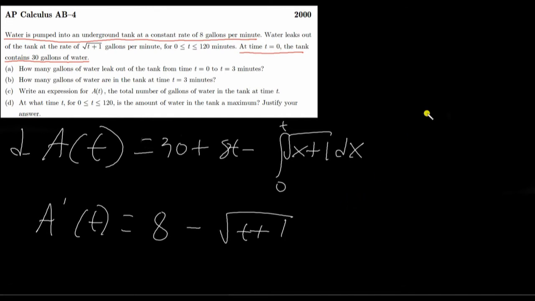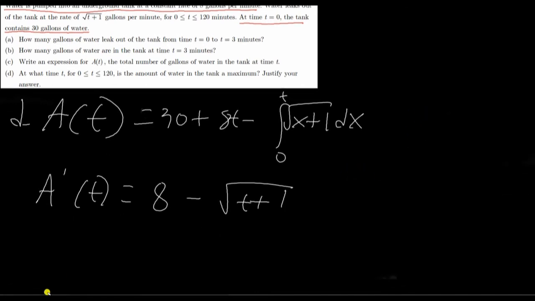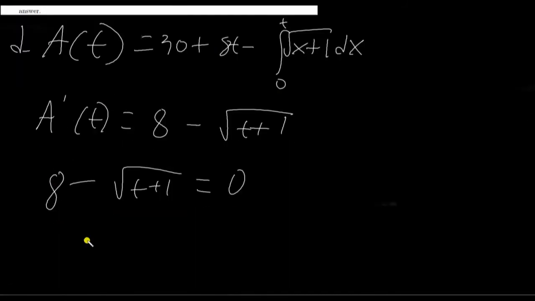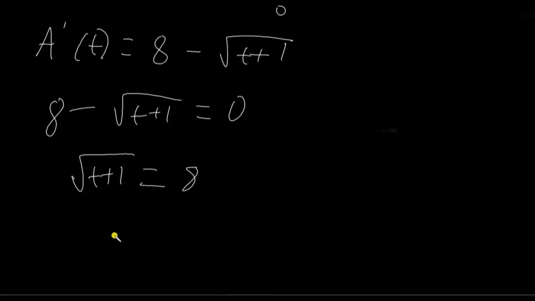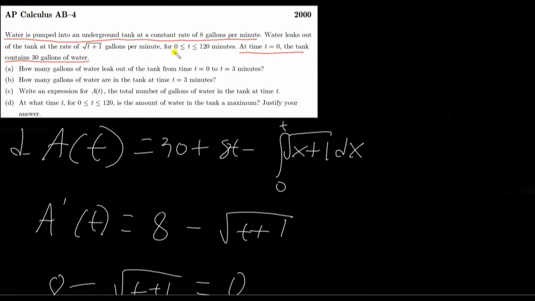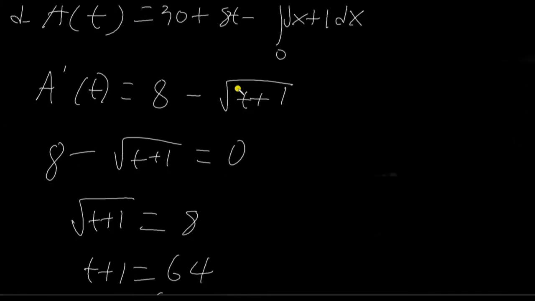So on a new line, remember it's really important to do this minimum and maximum stuff on a new line. 8 minus square root of t plus 1 is equal to 0. Square root of t plus 1 equals 8, right? Adding it to both sides. And then squaring both sides, t plus 1 is equal to 64, and subtracting 1, t is equal to 63. And just a real quick check, that is in between t equals 0 and 120, so we're good on that front.